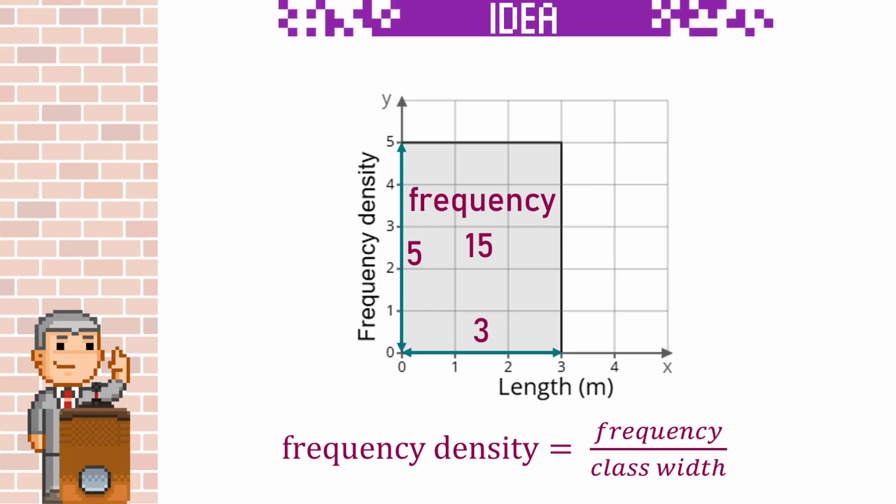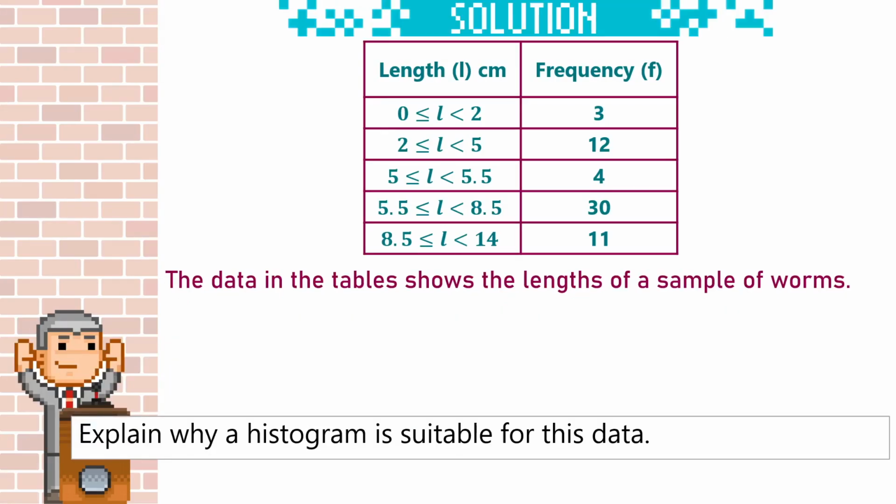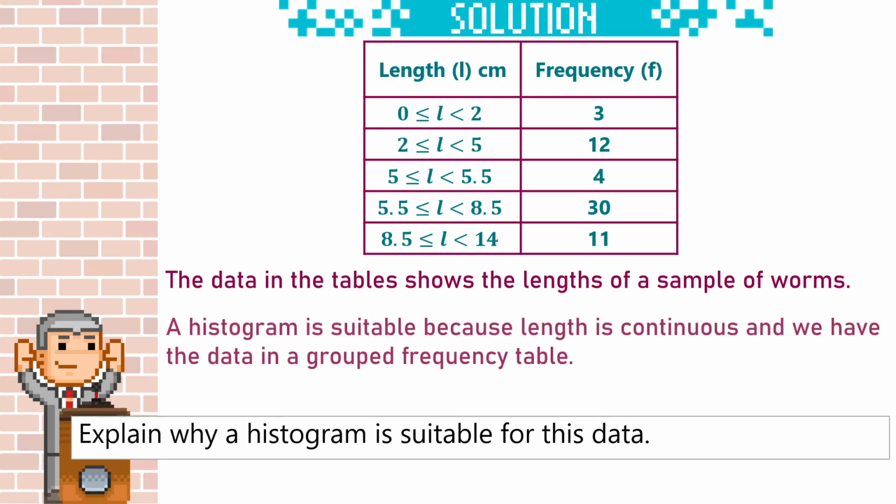If the question states that the frequency is actually 30, then you know you'll need to double each of the areas of the bars. Let's have a go at these questions. We're asked to explain why a histogram is suitable for this data. A histogram is suitable because the length is continuous and we have the data in a grouped frequency table.